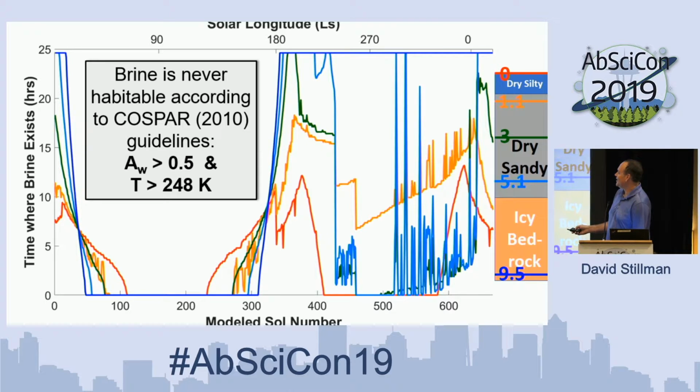So the water activity is never greater than 0.5, and if it was greater than 0.5, then the temperature is never greater than 248. So we can try different places, trying different obliquities too, and then just to kind of show what's happening on a diurnal scale, we're going to look right here at 206 K.